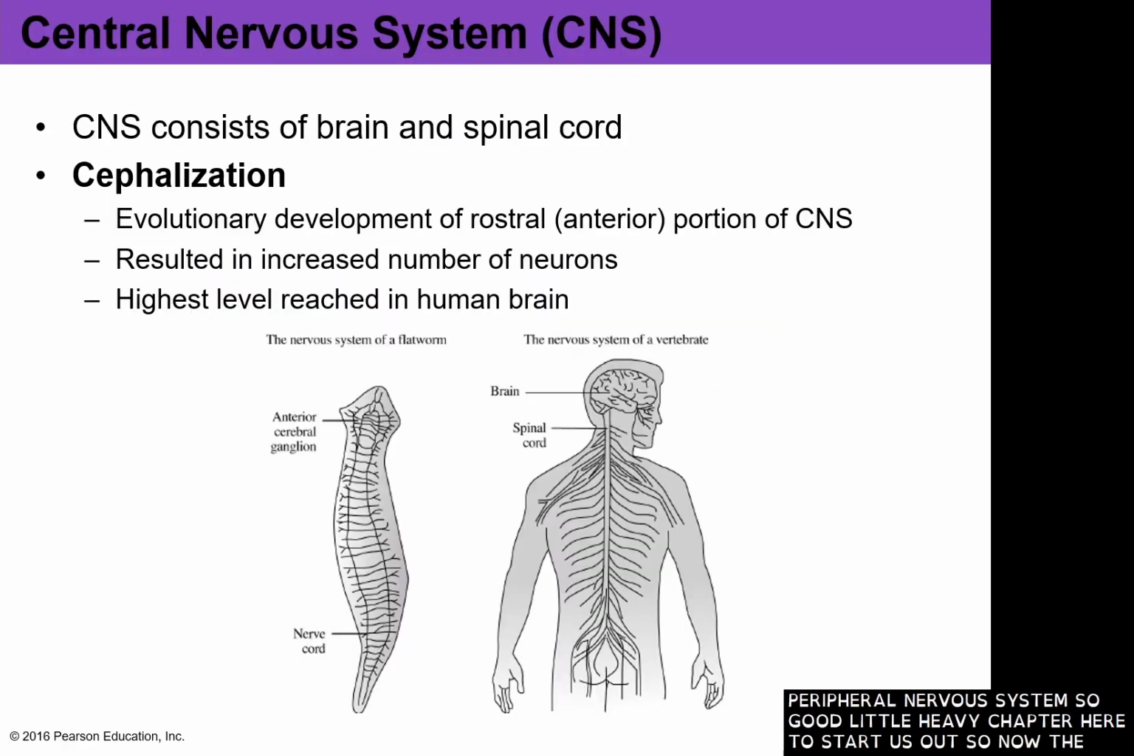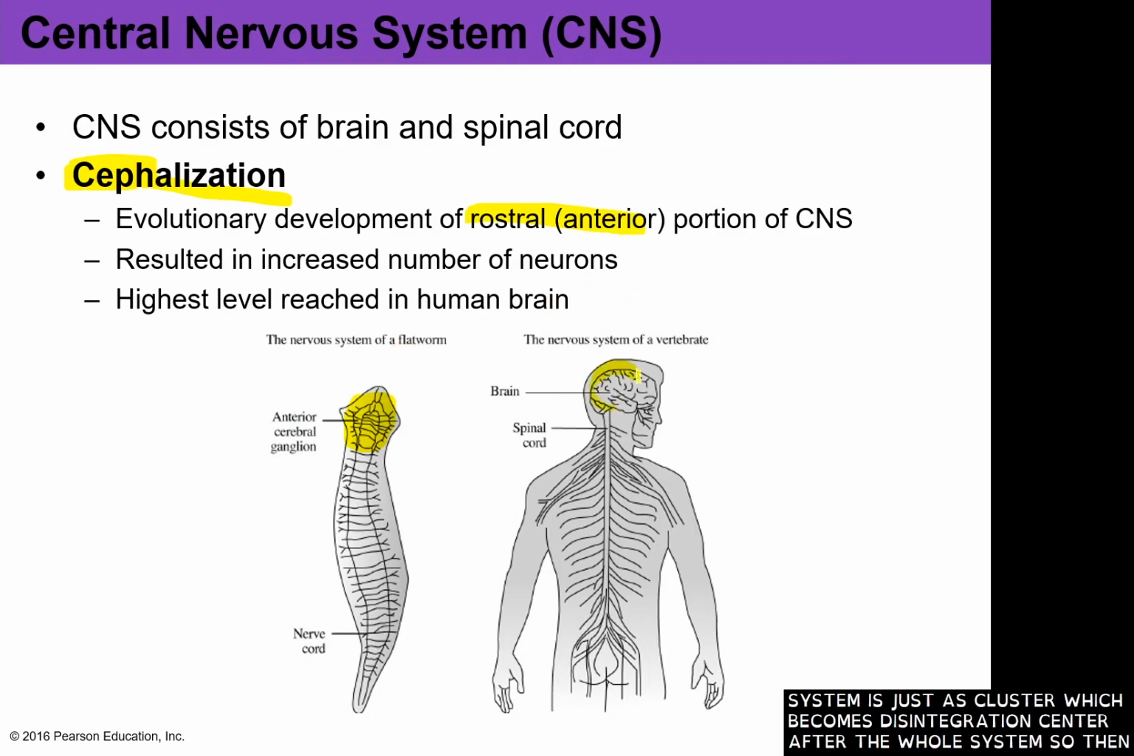So now, the development of the brain or a brain region is called cephalization. CEPH is a root word for a cluster of neurons. We can see this in a flatworm here. There's a cerebral ganglion, which is an early sign of cephalization. This is typically on the rostral or anterior portion of the central nervous system. It's just this cluster, which becomes an integration center for the whole system.